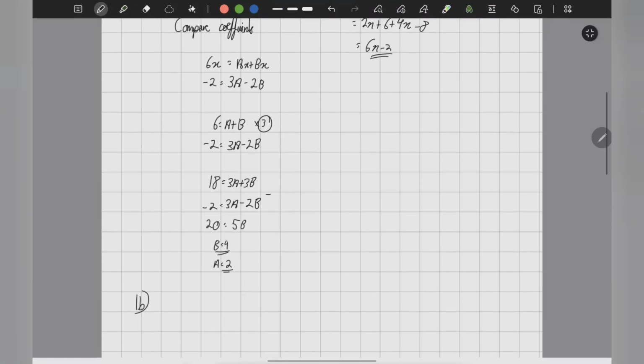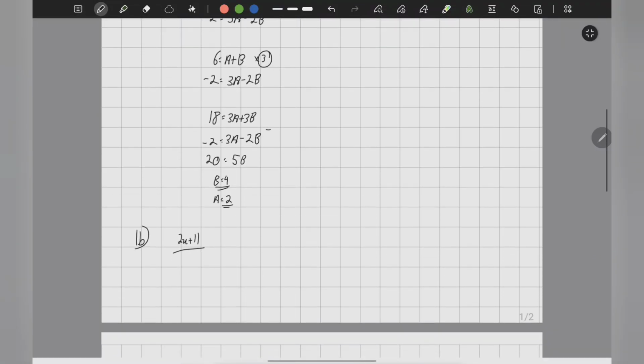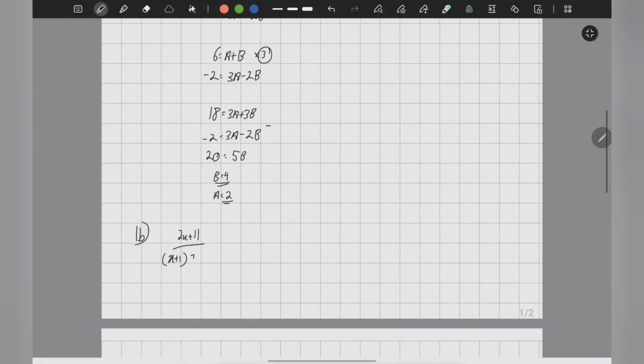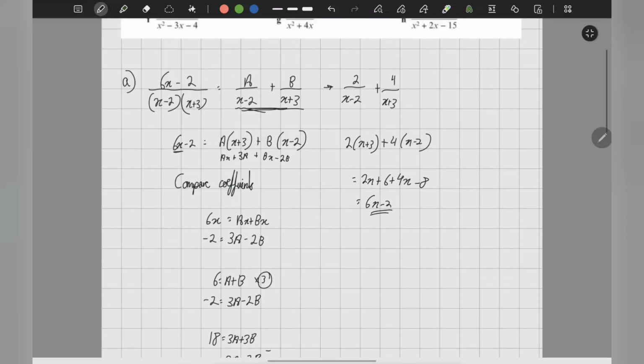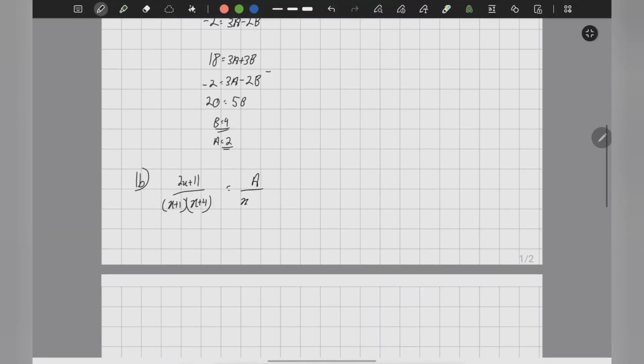2x plus 11 over x plus 1, x plus 4. Okay, so we do the same thing. It's in two brackets already, the denominator. So we can split it into a over x plus 1 plus b over x plus 4.